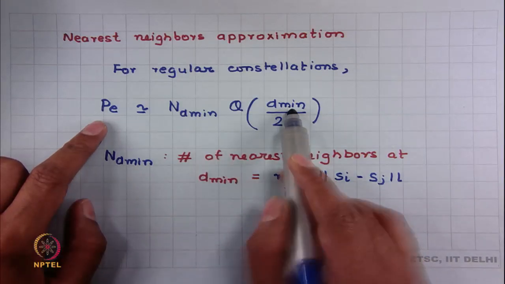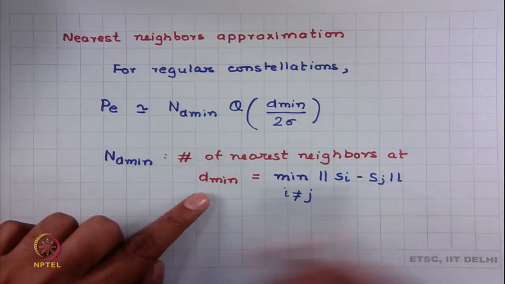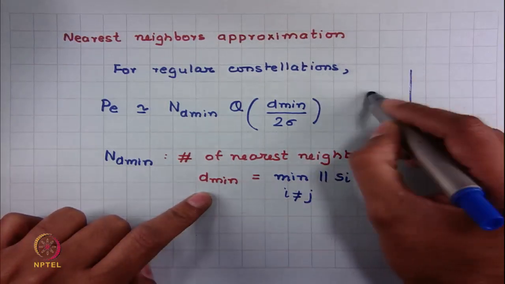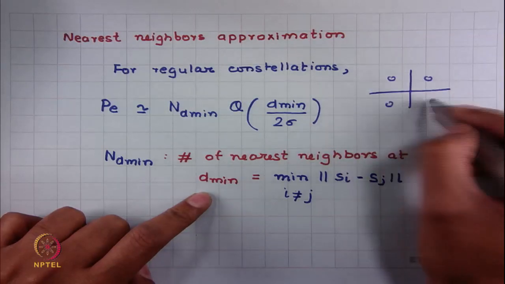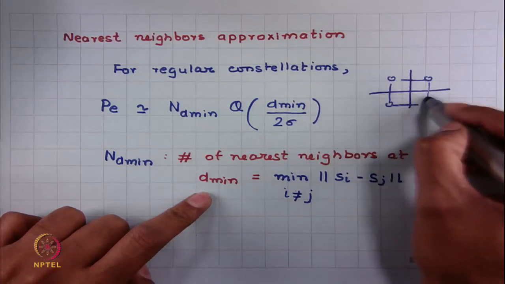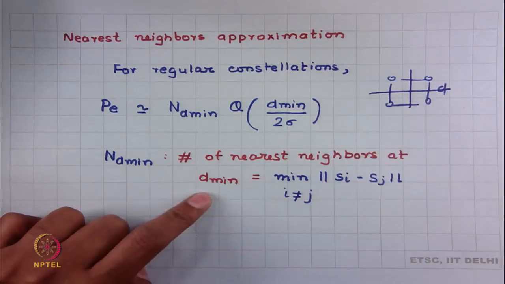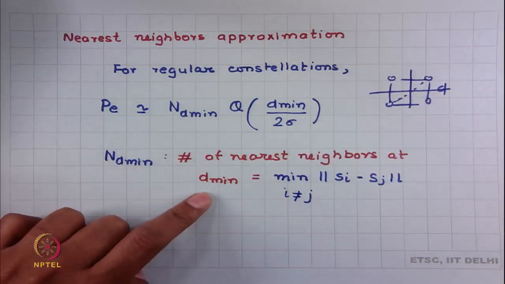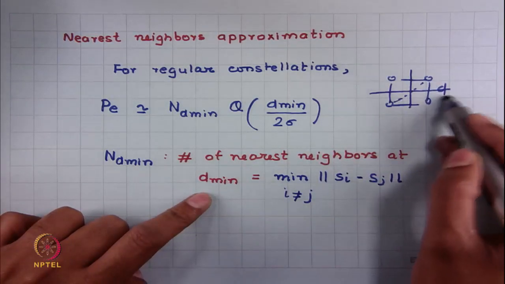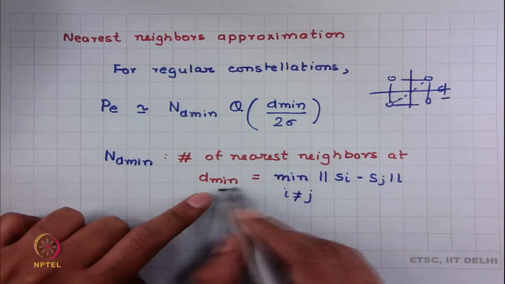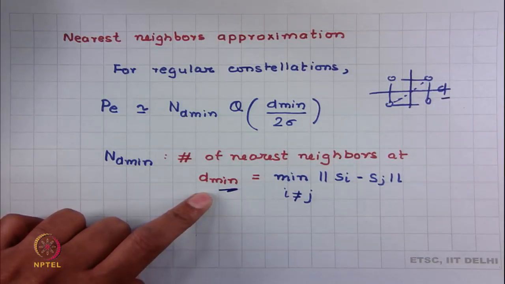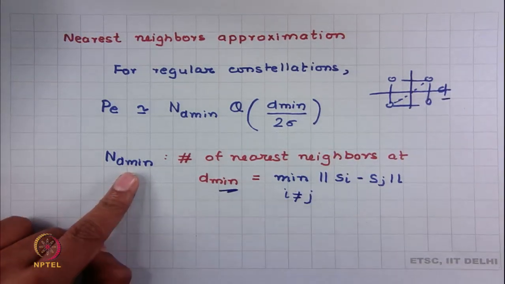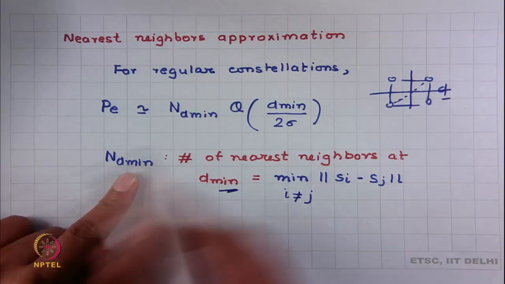So, first let us define d min. D min is the minimum distance between two signals in a constellation. For example, if I consider 4-QAM, we know that these signals lie at the minimum distance of d, and the distance between these two signals is larger, root 2 d. Okay. So, there are some signals which lie at a minimum distance, we call that minimum distance as d min, and the number of neighbors of a signal at the minimum distance d min is referred to as number of nearest neighbors.